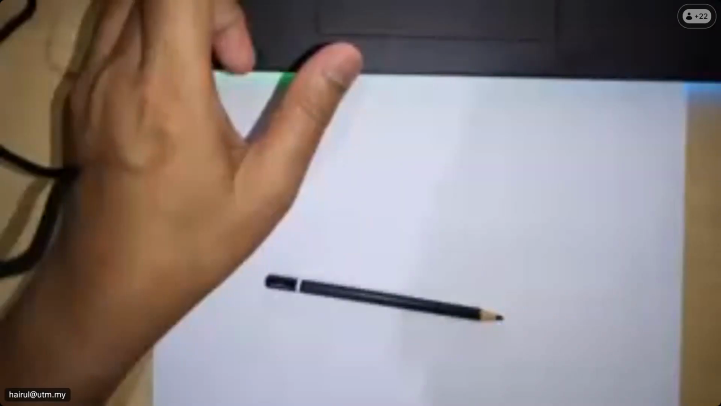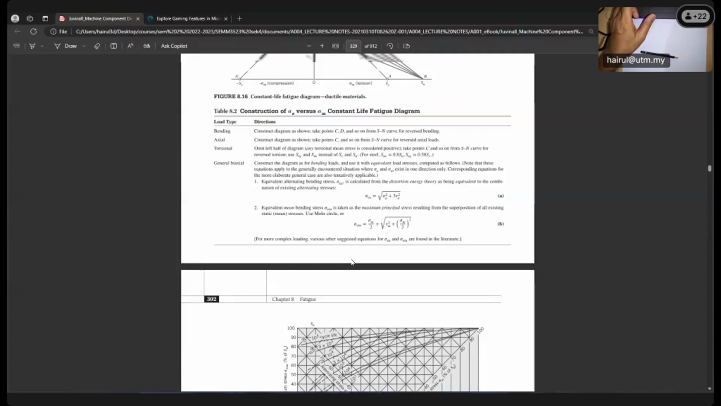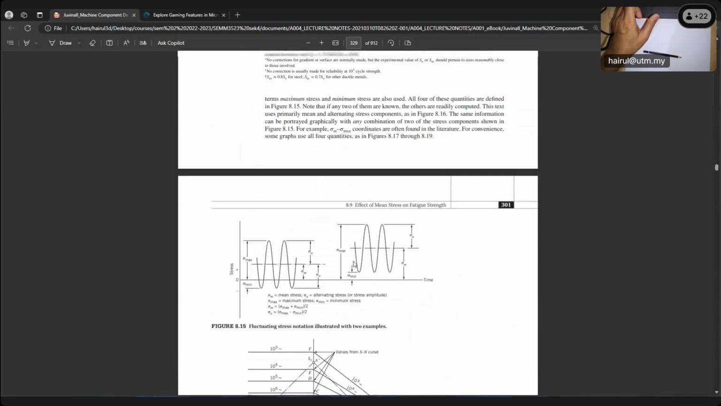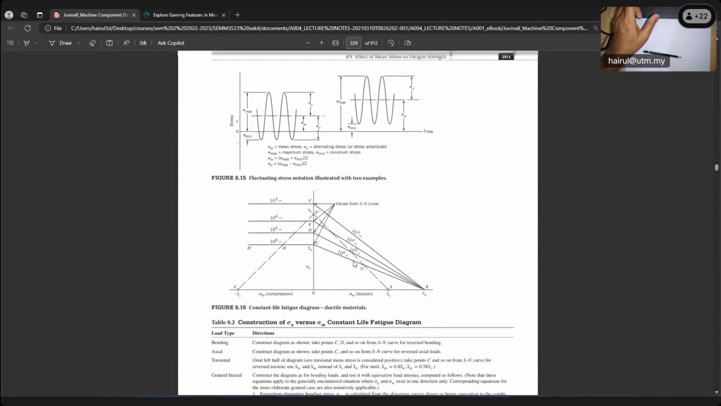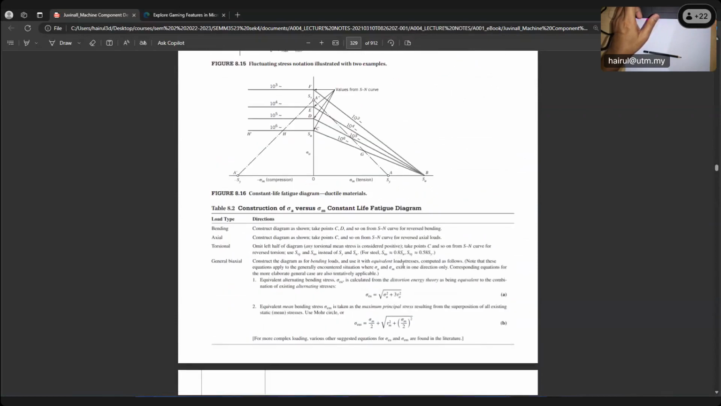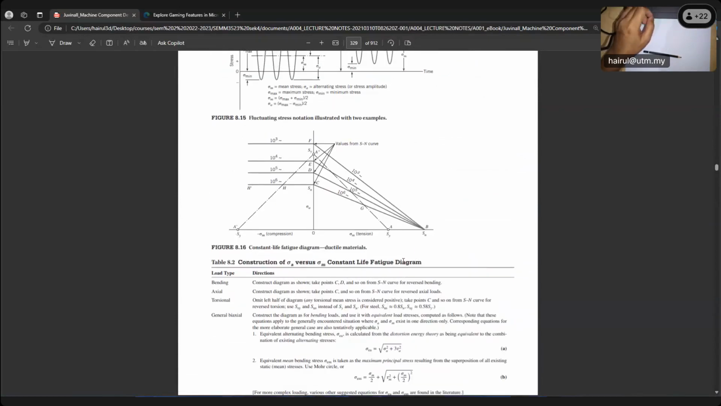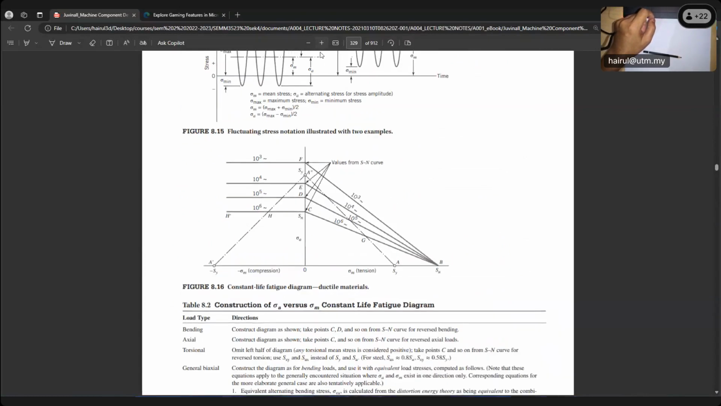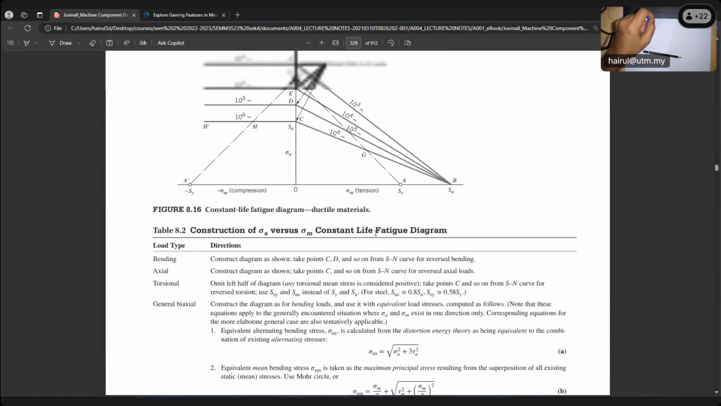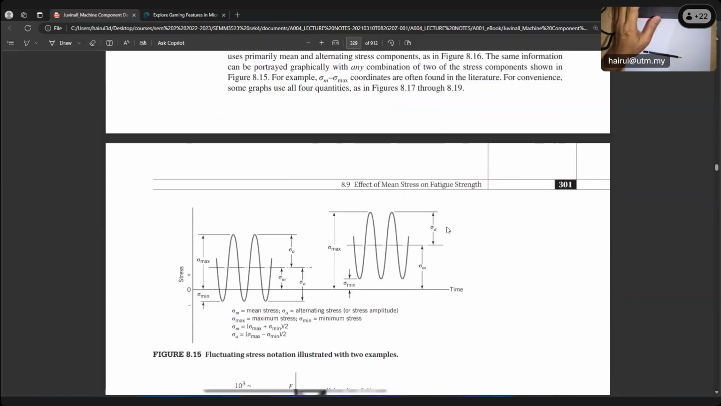Okay, can you see my textbook? I'm scrolling right now, page 301. You can see this is the textbook. You must highlight this in your textbook, page 301.